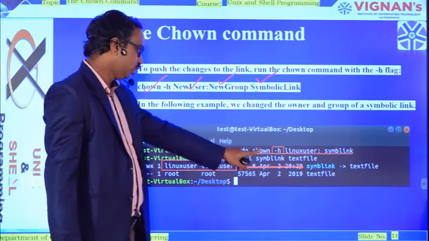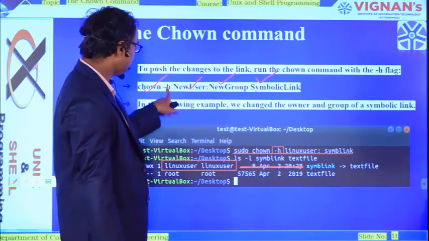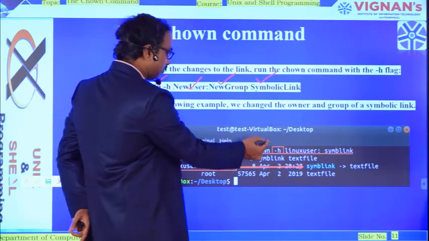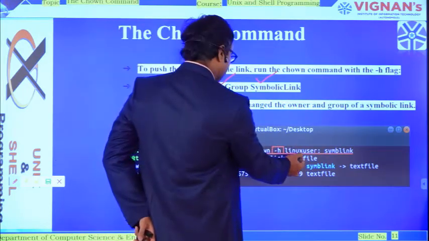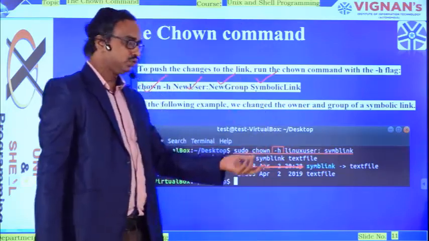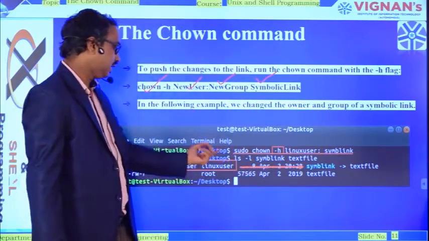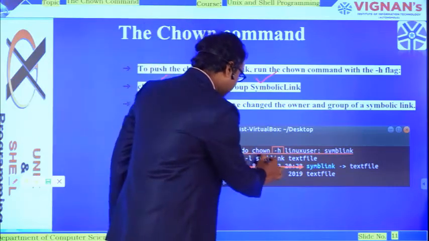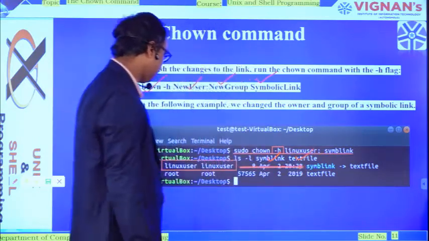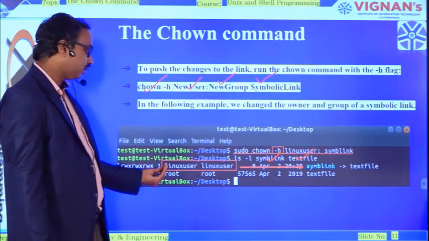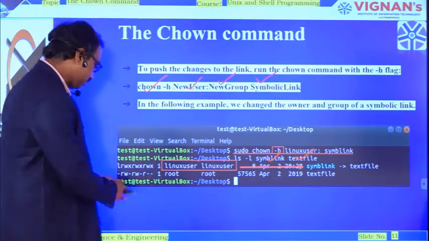As usual, sudo chown, and what is the option we are going to add? H. The new user will be the Linux user, colon, symbolic link. That is the usage of the sudo command with the option H. Now we mention, as before, ls option l, the symbolic link name and the file name. Once we type that command, whatever changes we want to apply to the particular symbolic link will appear here.